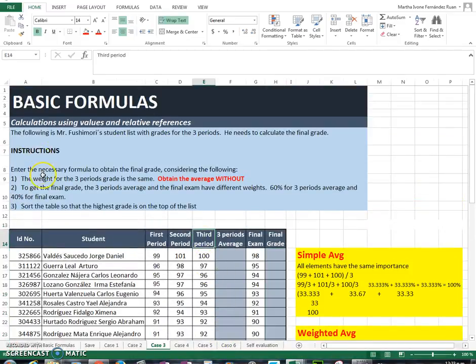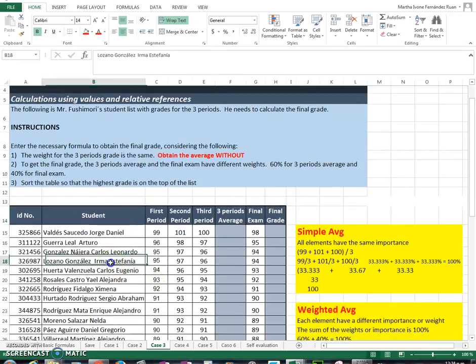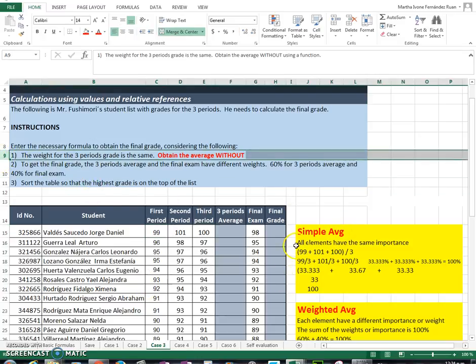Now we have this information about the students and their grades. First, they are asking us to calculate the 3 periods average. In this case, they are equally important. So we can use the simple average, in which all the elements have the same importance. So we need to add them, and by PEMDAS we need to enclose the sum in parentheses to do it first, and then divide it by 3.